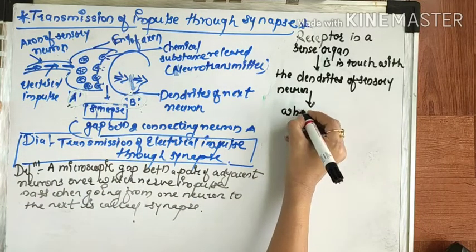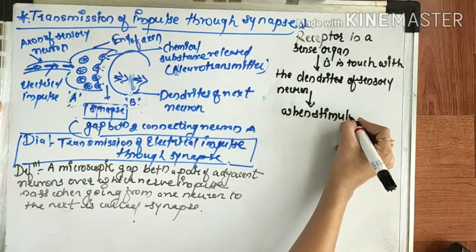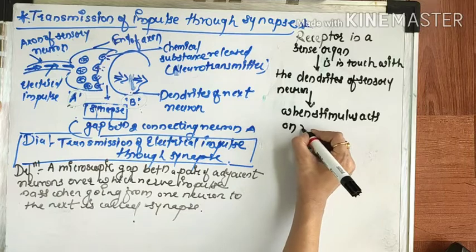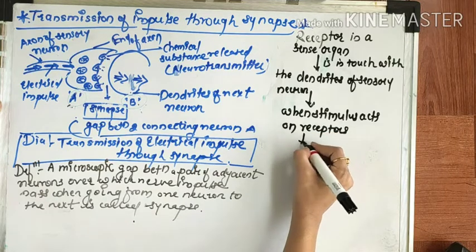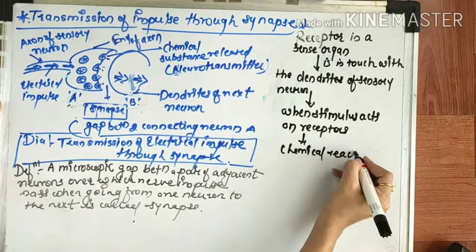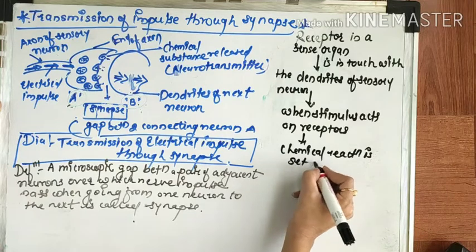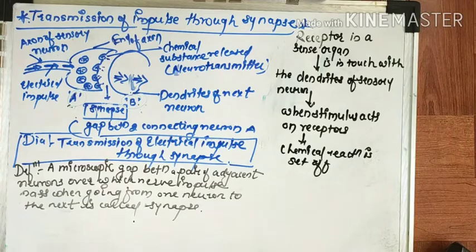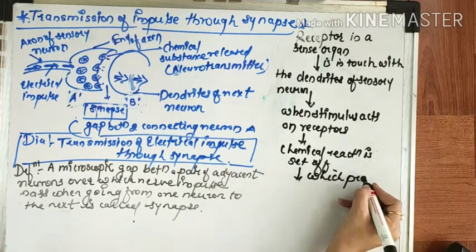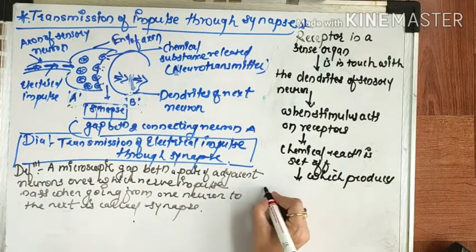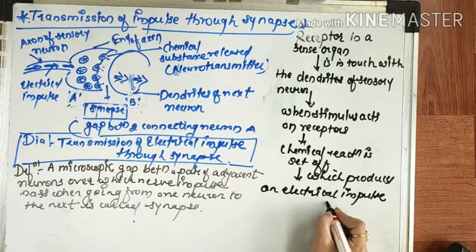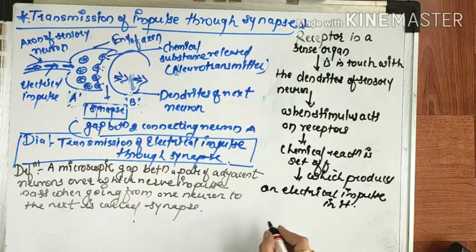When a stimulus acts on receptors, a chemical reaction is set up. It begins and starts, and that chemical reaction produces an electrical impulse in it, right?